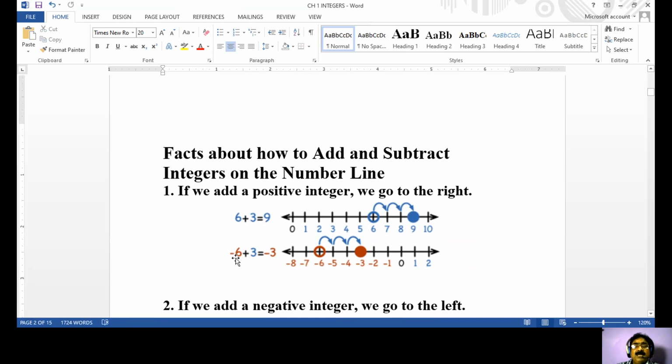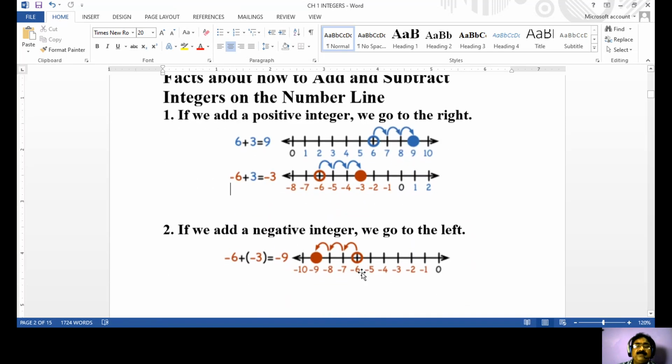Now, to -6 we want to add 3. First we move to the left-hand side of 0, 6 steps: 1, 2, 3, 4, 5, 6. This circle shows -6. Now +3 means 3 steps to the right-hand side: 1, 2, 3. This dot is the answer. The answer is -3.